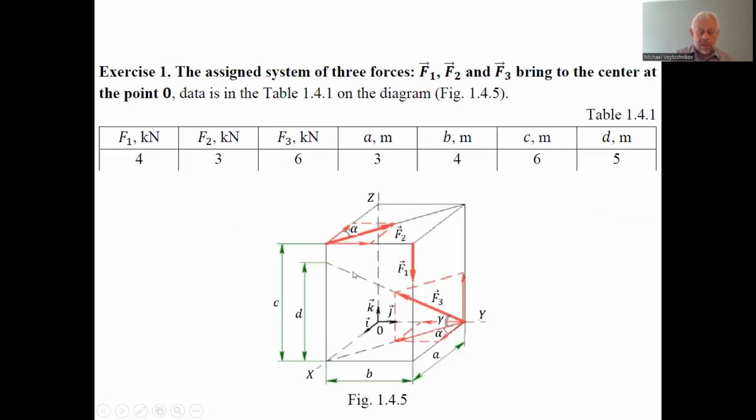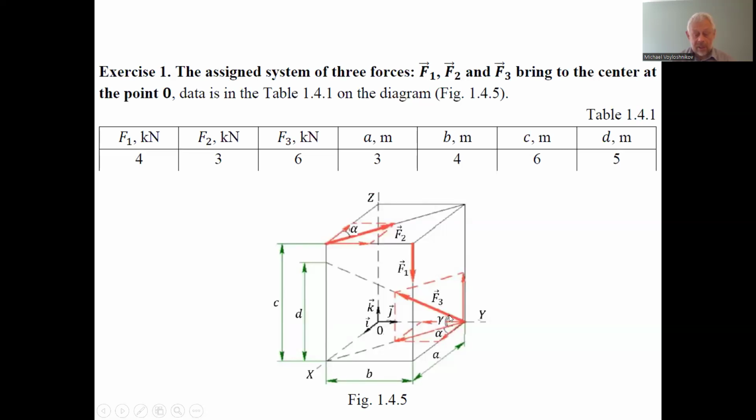This is because for force F3, first we decompose this and project this on the horizontal plane and find the next decomposition, the projection of the force 3 on the x-axis using the first cosine.